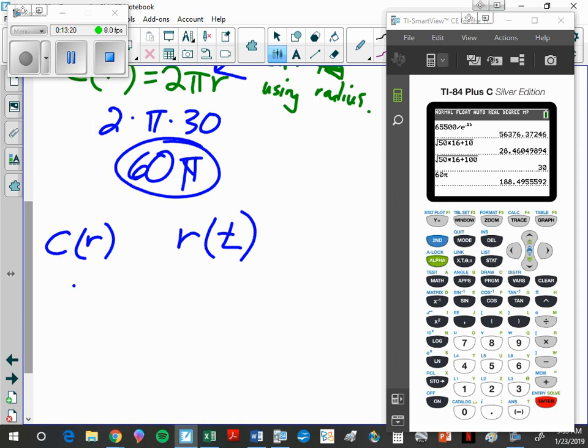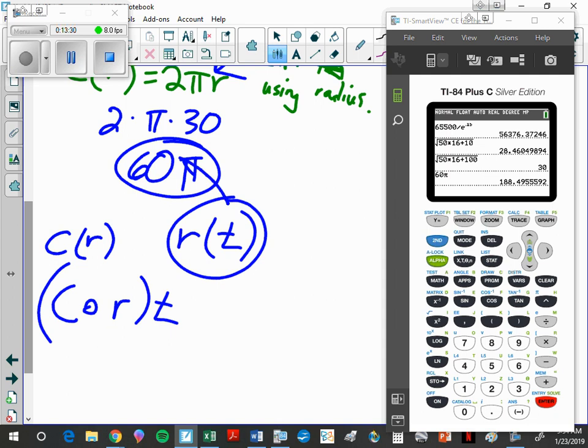So I'm going to create C composed with R of T, which means I'm going to plug R into C. Now the nice thing is you can't really screw this up. What if I tried to do it backwards?